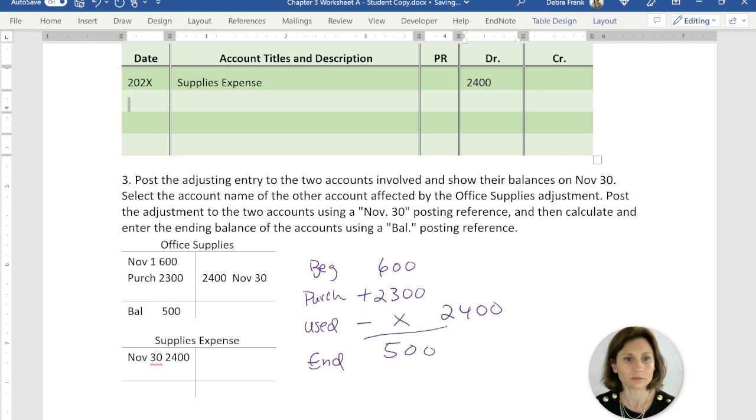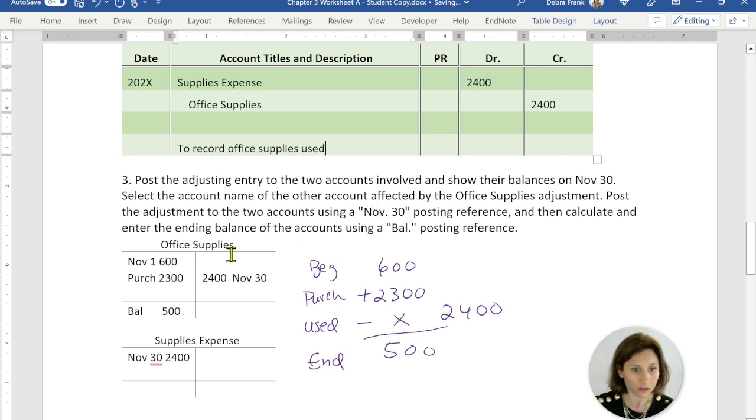Always record your debits first. And then we have a credit because we're decreasing what we actually use, decrease that office supplies so we can get it to that $500 balance because that's what we counted and said we have. So we need to reflect that with a journal entry so we can get office supplies to be this ending balance. And that is our journal entry that we record. We can write a description. Sometimes your book asks for one, sometimes not. So to record office supplies used sounds good to me. There you go. All right, that is all that's being asked. All right, let's move on.